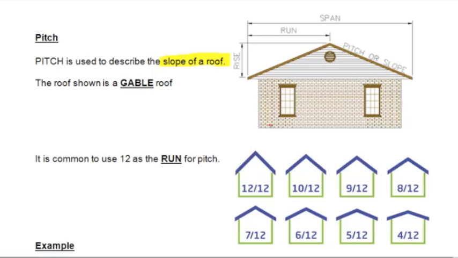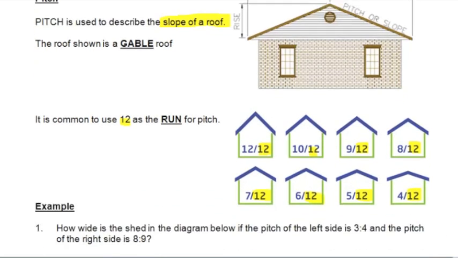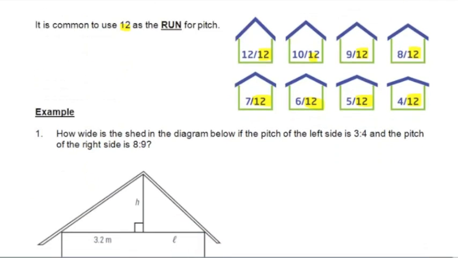When we are talking about pitch of roofs, it's common to put 12 in the run. So all of these numbers are just the different run values. If we're talking about a roof pitch, a 12-12 pitch is going to be much steeper than, say, a 4-12 pitch. That's just some common interest stuff.